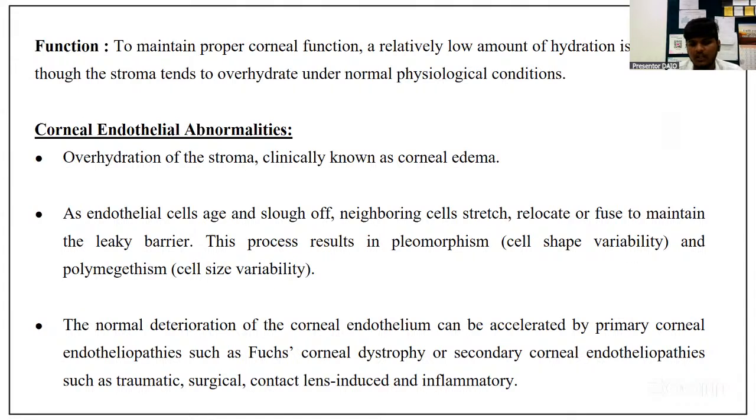This process results in pleomorphism, that means cell shape variability, and polymegatism also takes place. The normal deterioration of the corneal endothelium can be accelerated by primary endotheliopathies such as Fuchs corneal dystrophy, or secondary corneal endotheliopathies such as traumatic, surgical, contact lens induced, and inflammatory.